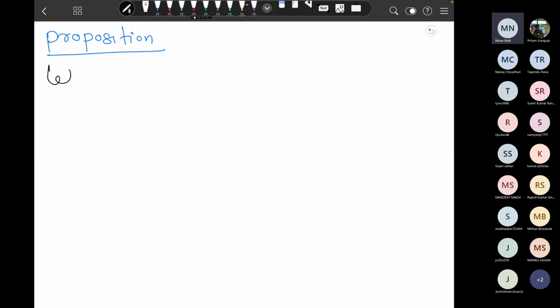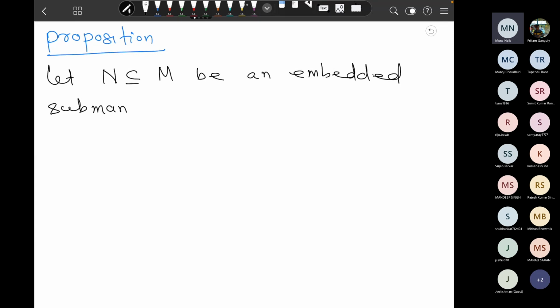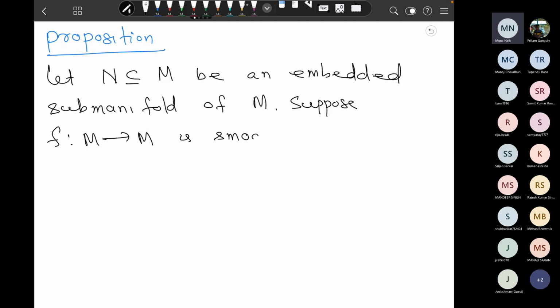Proposition is, let N subset of M be an embedded submanifold of M. Suppose f from M to M is smooth, and f of N is contained inside N. Then f from N to N is smooth.